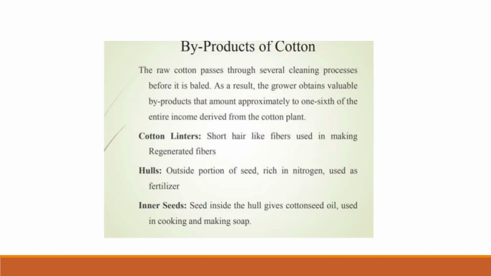Then hulls. These are the outside portion of the seed, which is rich in nitrogen and can also be used as a fertilizer. Next are the inner seeds. Seeds inside the hull give the cottonseed oil, which is used in cooking and also in making soaps. So this is all about the byproducts of cotton. Here we have completed the first fiber, that is cotton.